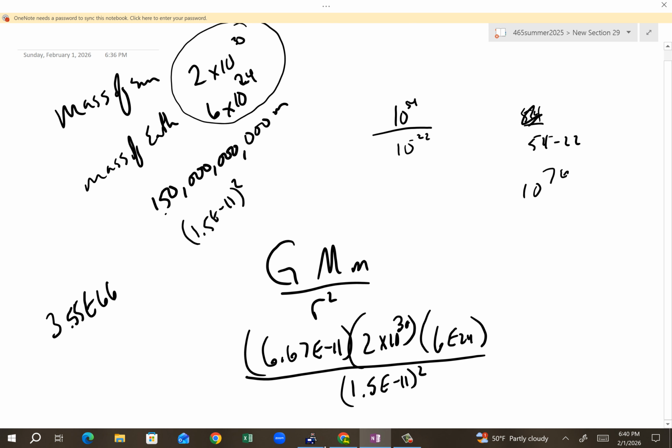E66. What did I say? E66 newtons. Oh, right. I said this is about 76. Technically, it would be about 77. 10 to the 77. And then, of course, you multiply that by 10 to the minus 11, and you get 10 to the 66. I said this was approximate. It wasn't 10 to the 76, it was 10 to the 77. Anyway, it's a lot of newtons.